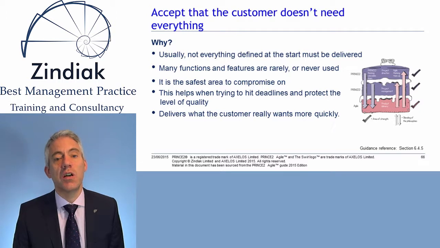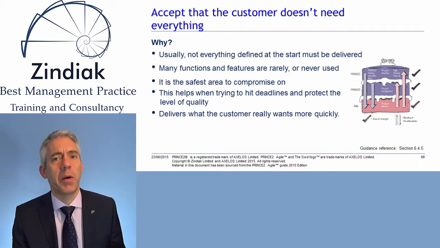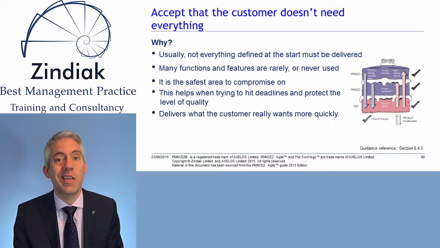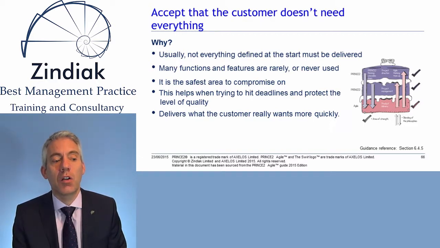Many functions and features are rarely or never used. You have to be a bit careful about this. So an example might be a washing machine that many of us might only use 2 or 3 settings on our washing machine, maybe even only 1. But across a range of customers, so across 100 or 1,000 or 100,000 customers, they may use all the functions of the washing machine.